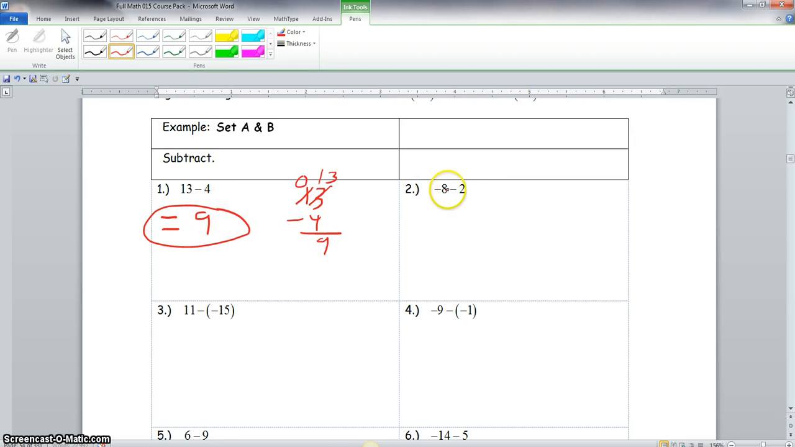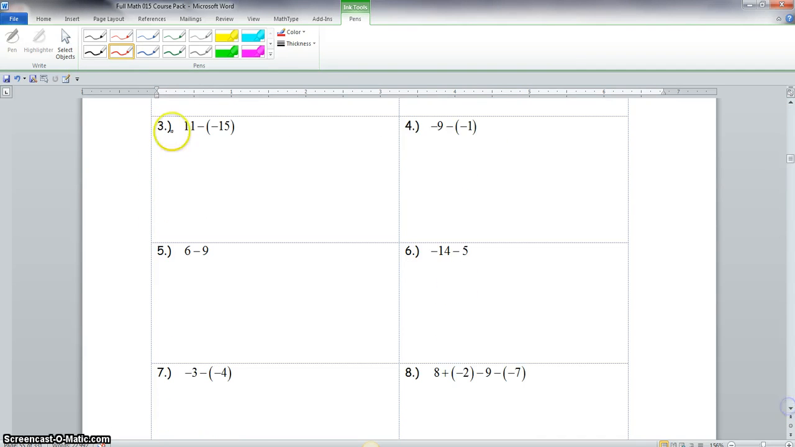Now we go here to number 2. Now remember, in your head you should be thinking negative 8 plus a negative 2. So we're adding with the same sign. So we know we will add the numbers and carry their sign. So it'll be a negative 10.